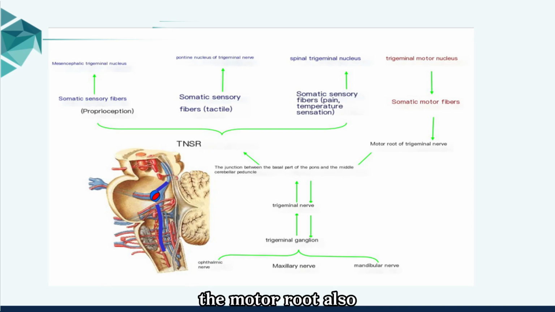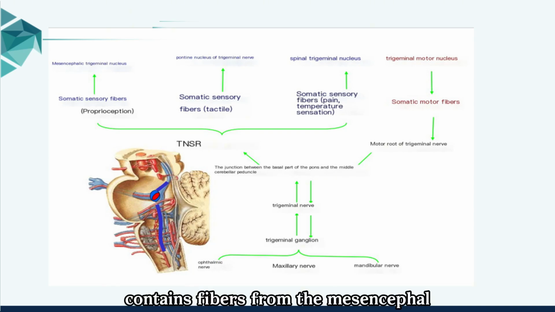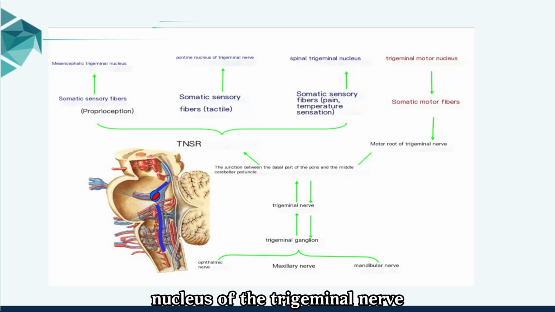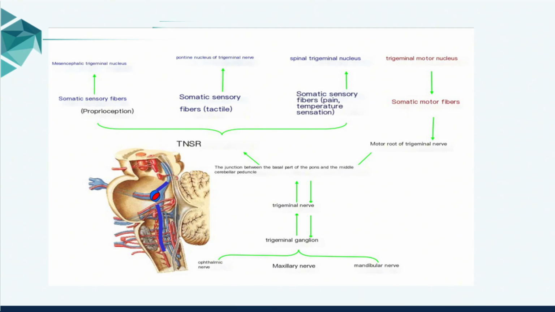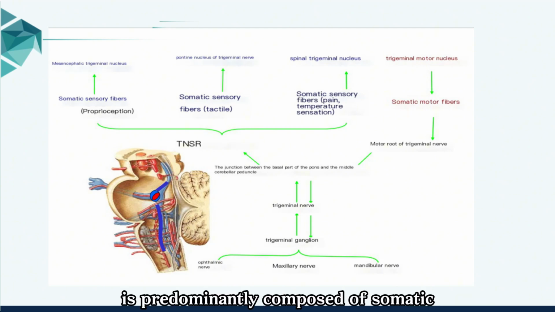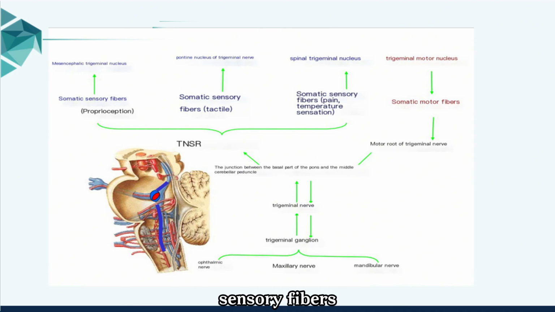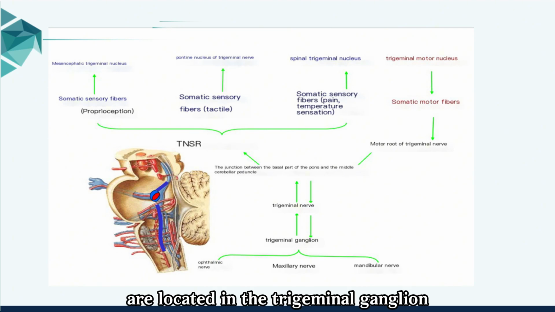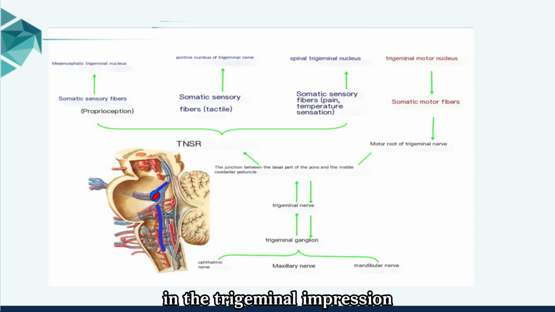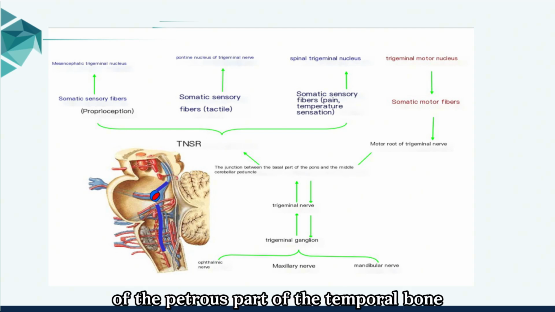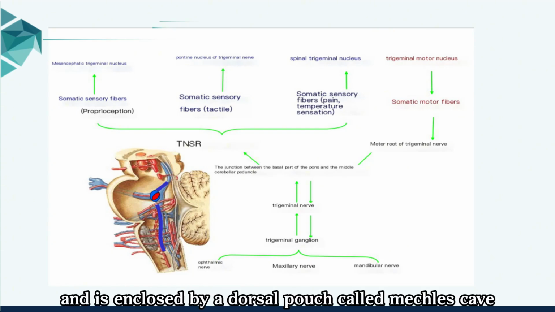The motor root also contains fibers from the mesencephalic nucleus of the trigeminal nerve, mainly conveying proprioception from the masticatory muscles. The trigeminal nerve is predominantly composed of somatic sensory fibers. The cell bodies of these fibers are located in the trigeminal ganglion, also known as the semilunar ganglion. This ganglion lies in the middle cranial fossa, in the trigeminal impression on the anterior surface of the petrous part of the temporal bone, and is enclosed by a dural pouch called Meckel's cave.